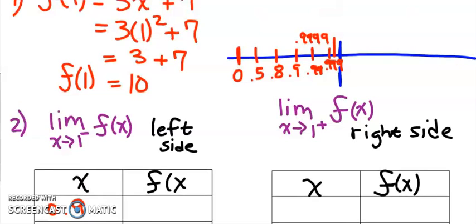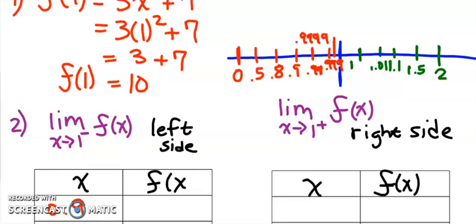On the right side here, we're coming to 1 from the right side. We start off with like 2, then 1.5, then 1.1. And as we get closer, 1.01, 1.001, and everything's starting to mush up there. Sorry about that, guys.